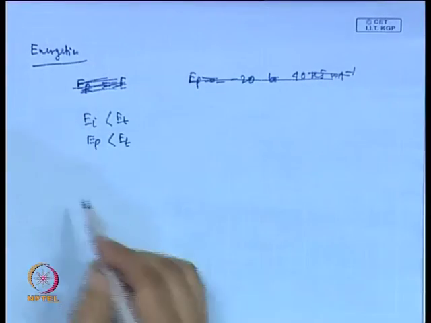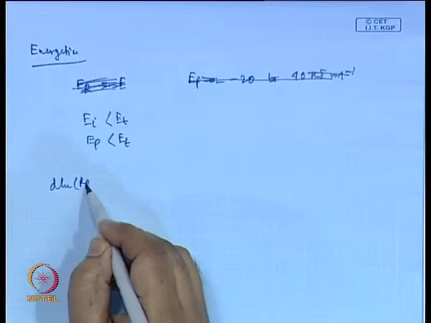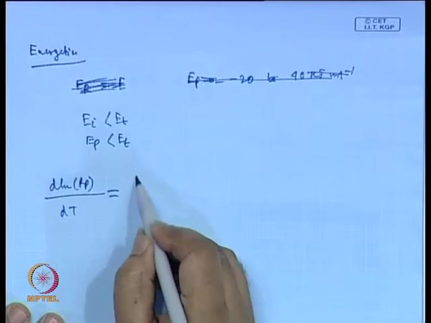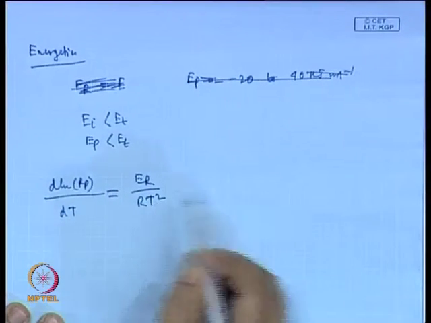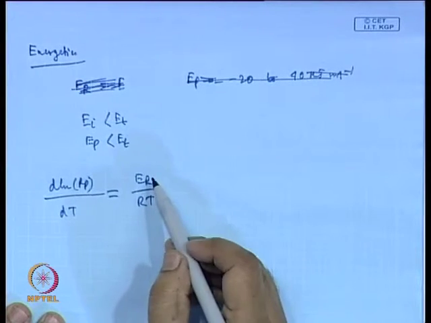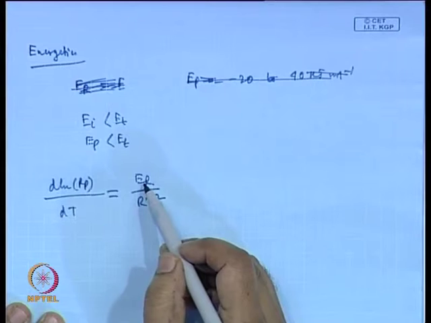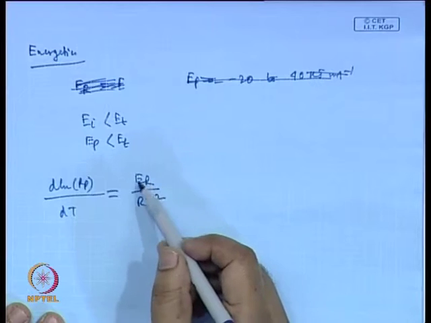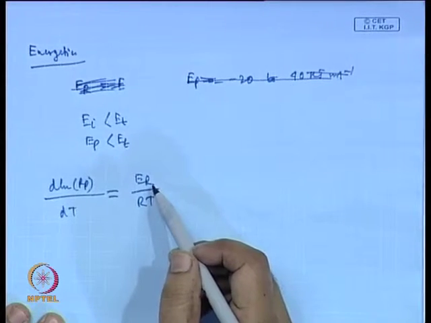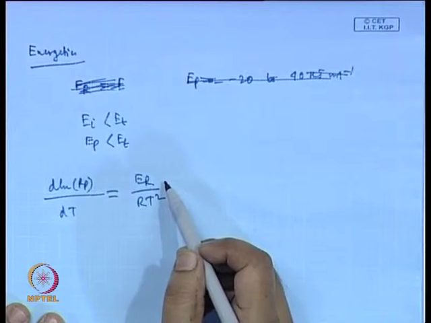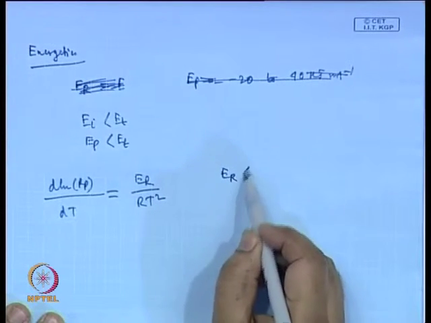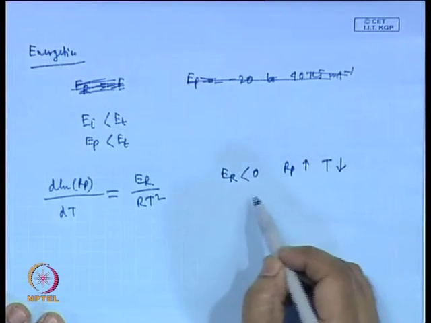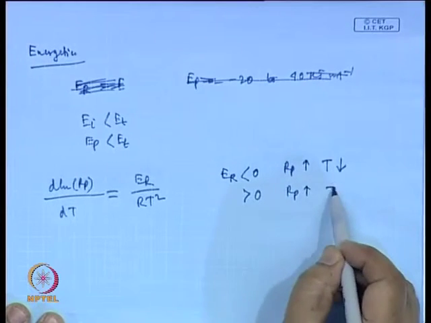So, if I want to find out the effect of temperature on the rate of cationic chain polymerization, we get this E R like the earlier case, and depending upon the value or sign of E R, you can tell whether the reaction rate will increase with temperature or not. If this E R is negative, then Rp goes up as temperature goes down. If it is positive, then Rp goes up with increase in temperature.